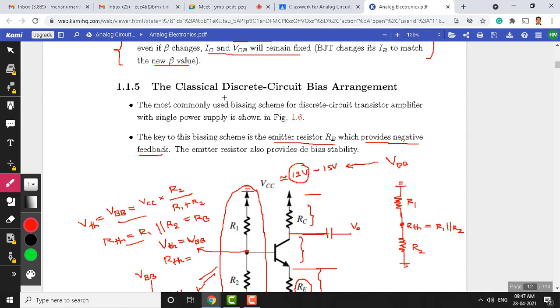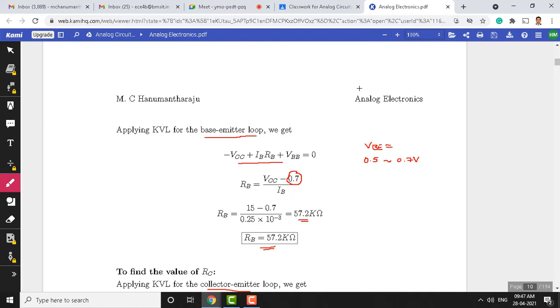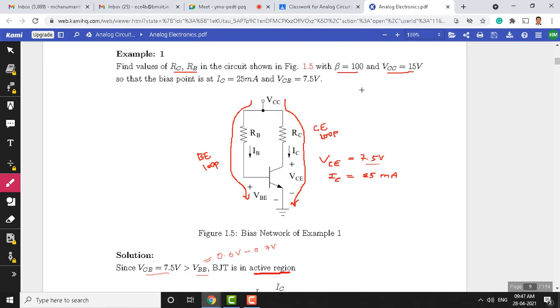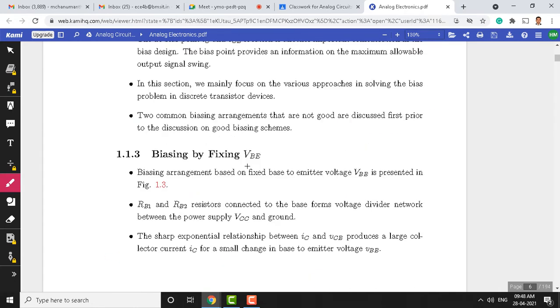Last class we introduced what this classical discrete bias circuit is. We also discussed a few not good biasing schemes. So what are those biasing schemes? Can anybody recap the earlier biasing schemes before we jump into this? Fixed VBE, fixed IB. Yes, one is fixed VBE. This is the first biasing scheme. In fact, the textbook commences like this, starting from biasing by fixing the base emitter voltage.